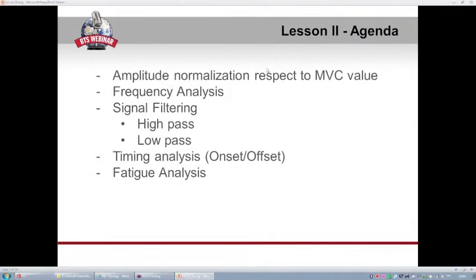During today's lesson, we will conclude the topic of amplitude normalization by talking about signal amplitude normalization with respect to a reference activity value. Then I will introduce you to the main concepts about the frequency analysis of a signal and about signal filtering. In particular, we will talk about high-pass and low-pass filtering. Then we will have an example of how to extract onset-offset timing information from the muscle activity, and then we will conclude with an easy example of how to use frequency analysis to investigate muscle fatigue.